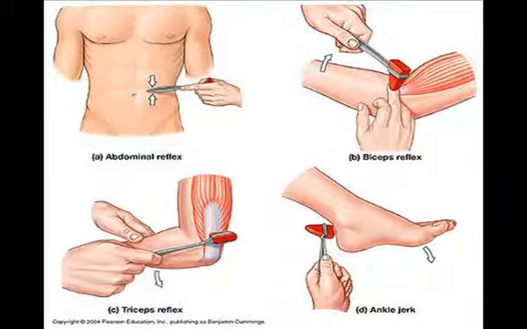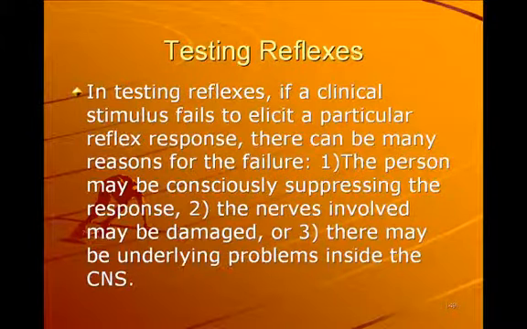There are some clinical reflexes that we can test that have predictable results, and we use these clinically to identify neurological dysfunction. These reflexes, and I would expect you to know them, are called the abdominal reflex, the biceps reflex, the triceps reflex, and the ankle jerk. And I'll talk about each one of these individually.